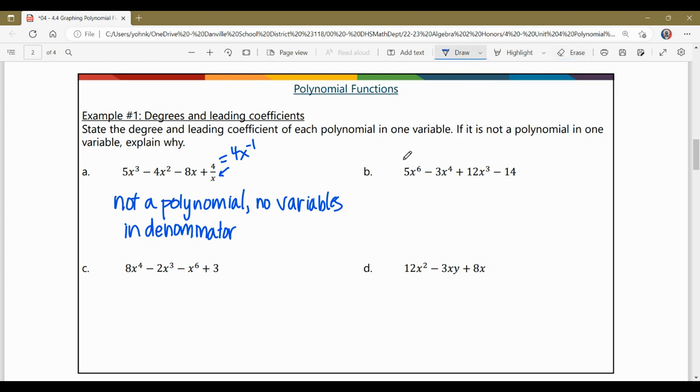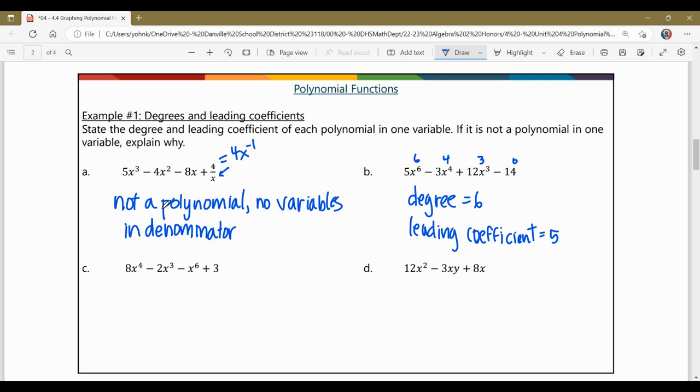All right, in letter B, make sure you only have one letter. Make sure there's nothing that's not allowed. I don't see anything. Degree here is 6, degree here is 4, degree here is 3, degree here is 0. Highest number is a 6, so the degree is 6. Your leading coefficient is the number that is in front of the letter with the highest exponent. Spelled that wrong. Coefficient. Yep. Okay, so if 6 is the highest exponent, then the leading coefficient is the 5, which is in front of it.